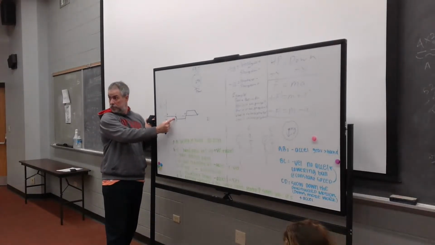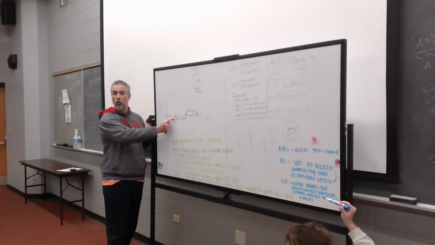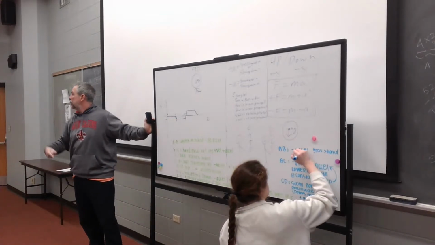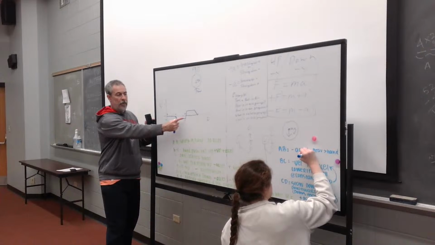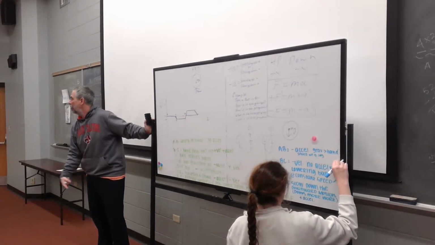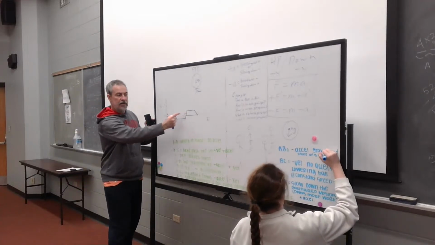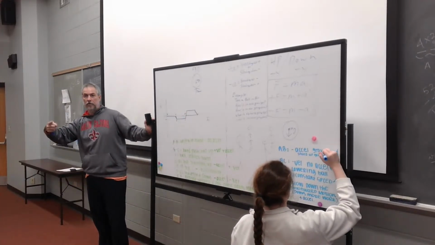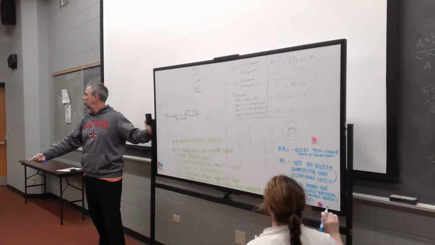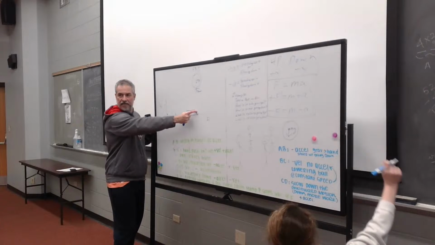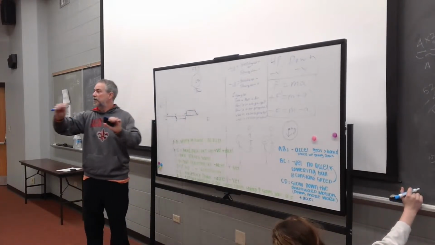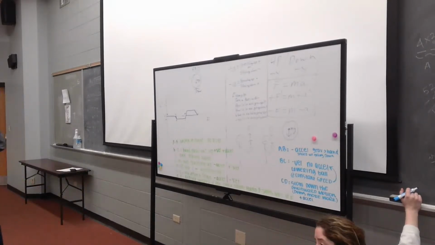Negative acceleration, speeding up, going down. Zero acceleration, constant speed of going down. Positive acceleration, slowing down, going down. Positive acceleration, speeding up, going up. Constant velocity, going up. Negative acceleration, slowing down, going up. That is a full range of motion in the bench press.